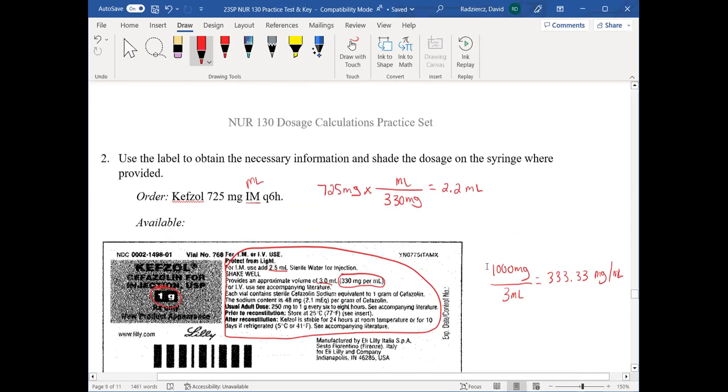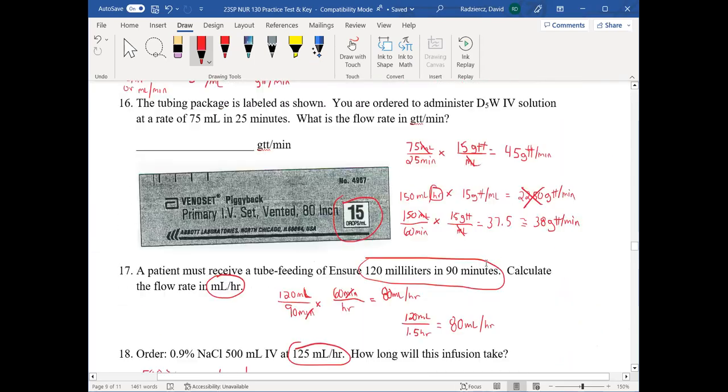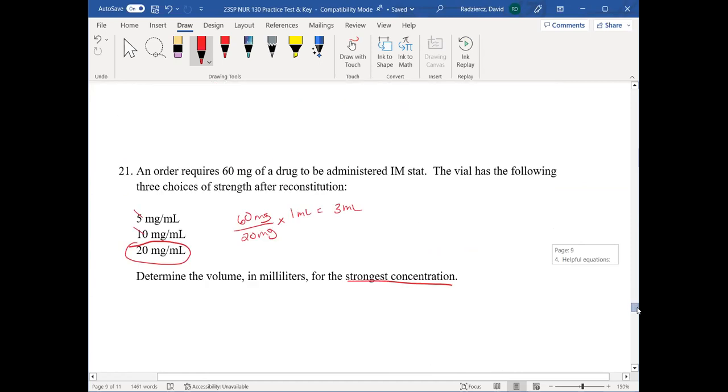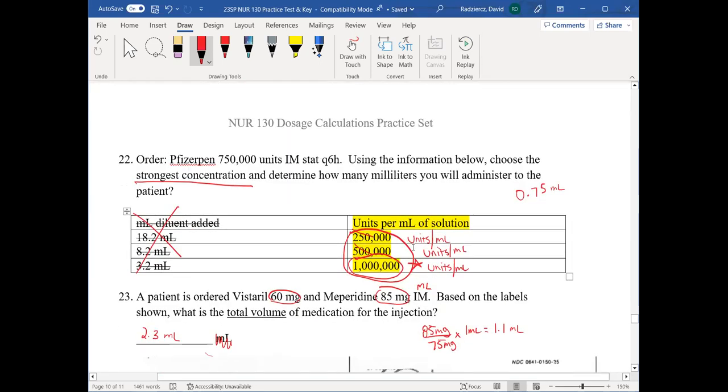If you're Allegheny campus, your reconstitution questions look a little bit different. I think they're down here. It's going to say to choose the strongest concentration from the list of available concentrations here. So for this one, it's 20 milligrams per milliliter. And then you just solve for how many milliliters, or you'll see the Pfizer pen question.